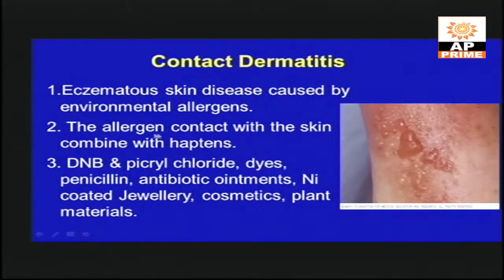On contact, the allergen first combines with the proteins of the skin, forming haptens, and they activate the T cells. The allergens include proteins, chemicals like dinitrobenzene, picryl chloride, certain dyes, and sometimes drugs like penicillins, antibiotic topical ointments, nickel coated jewelry, cosmetics and plant materials. So this is about the various types of hypersensitivity.